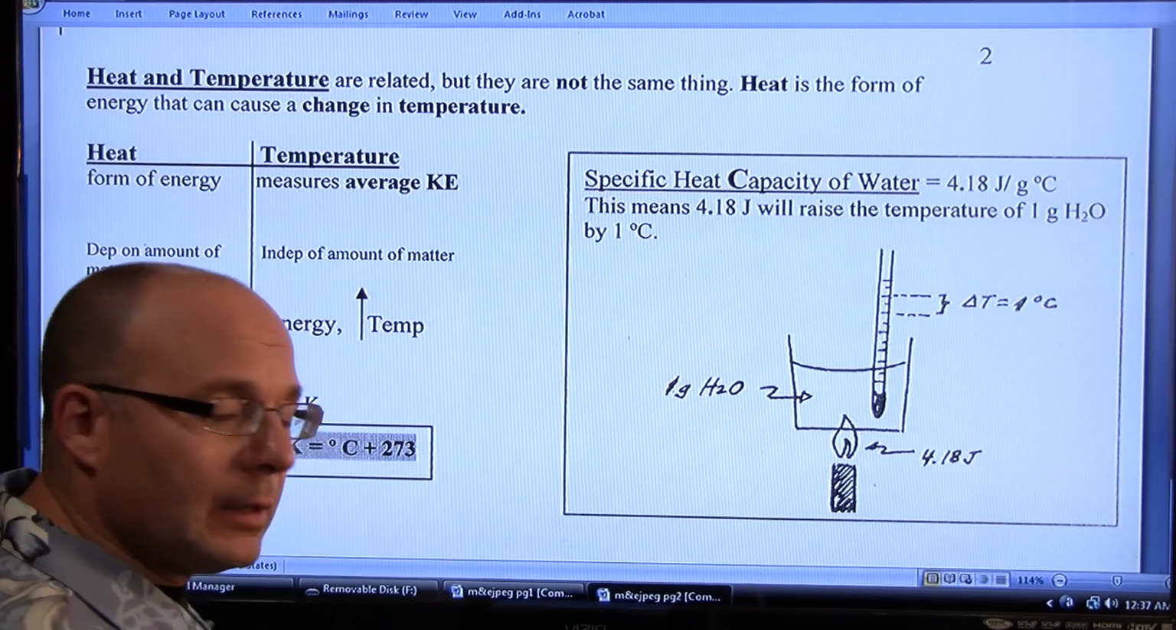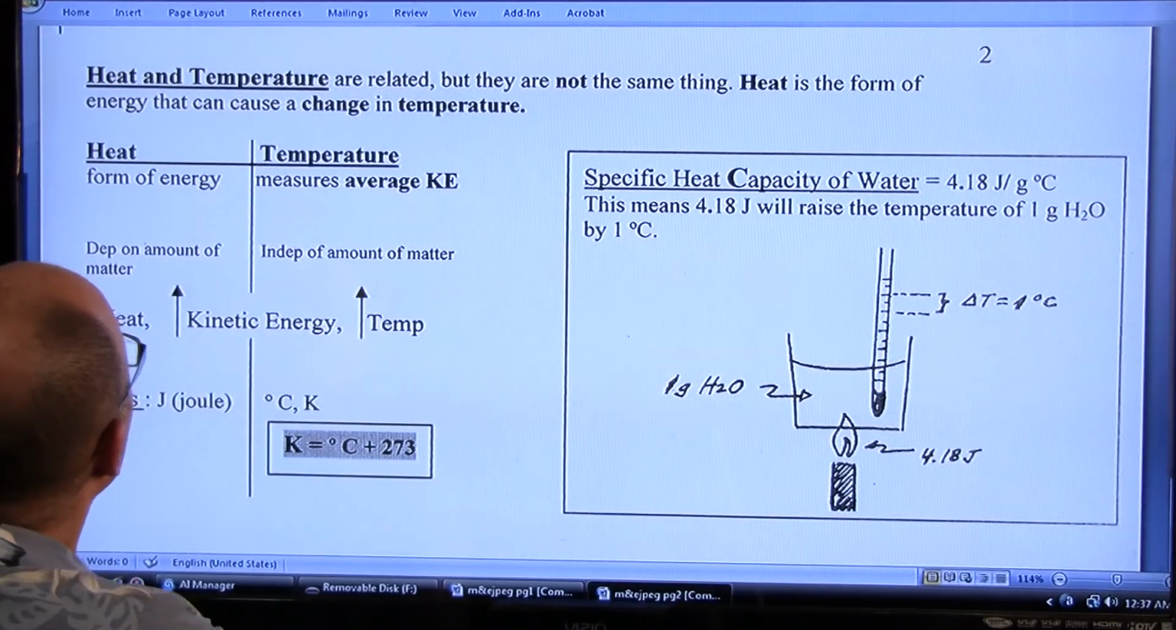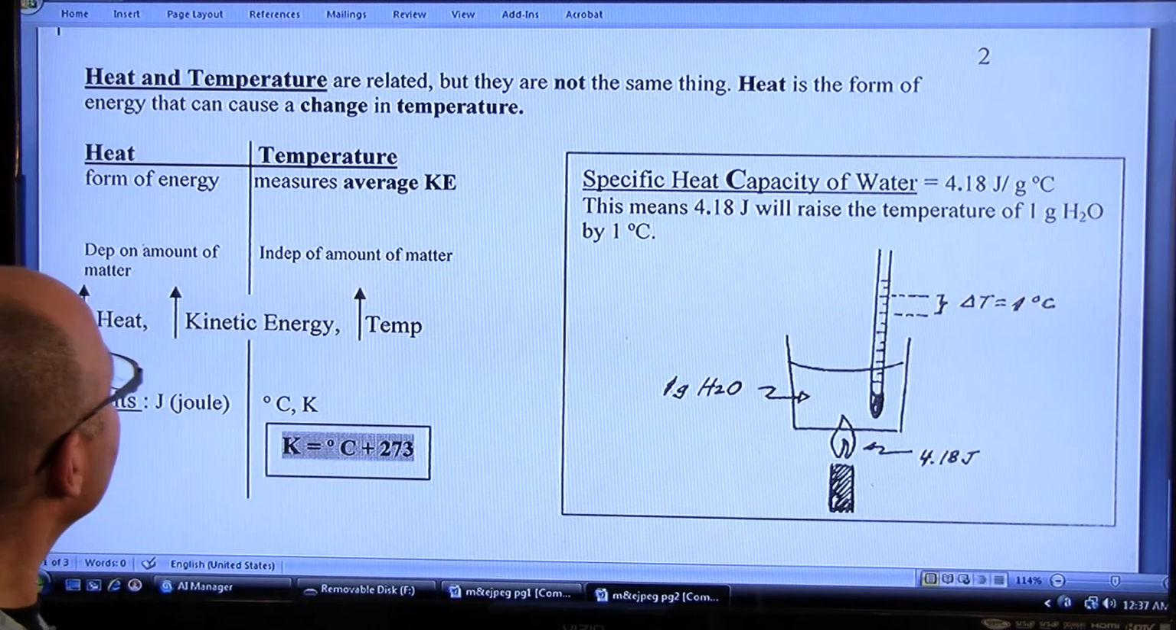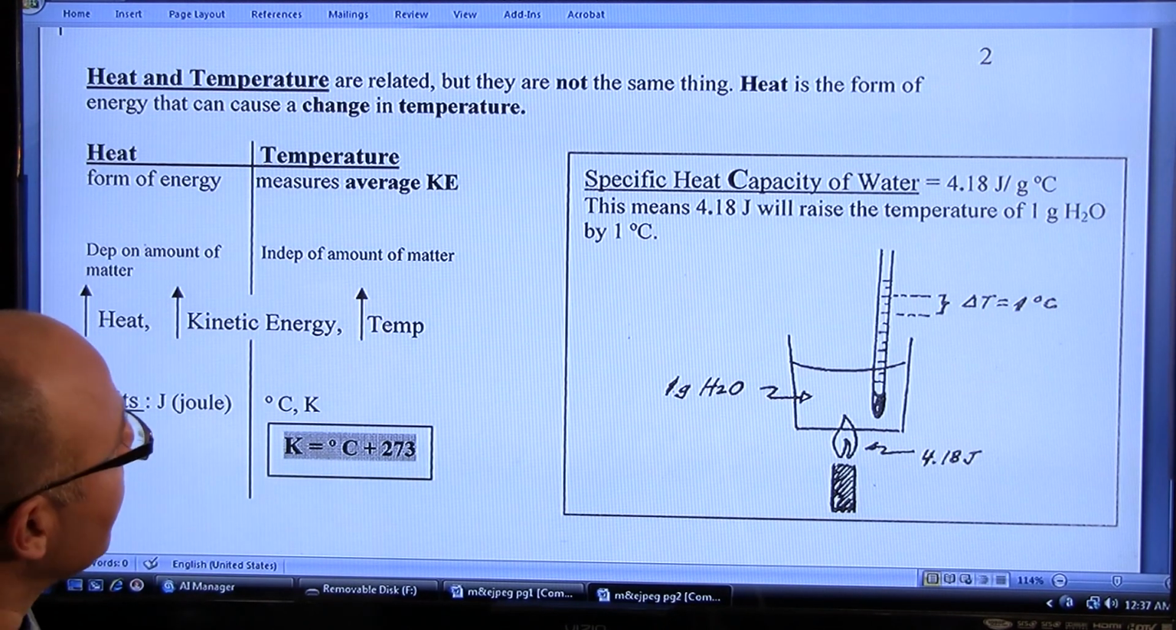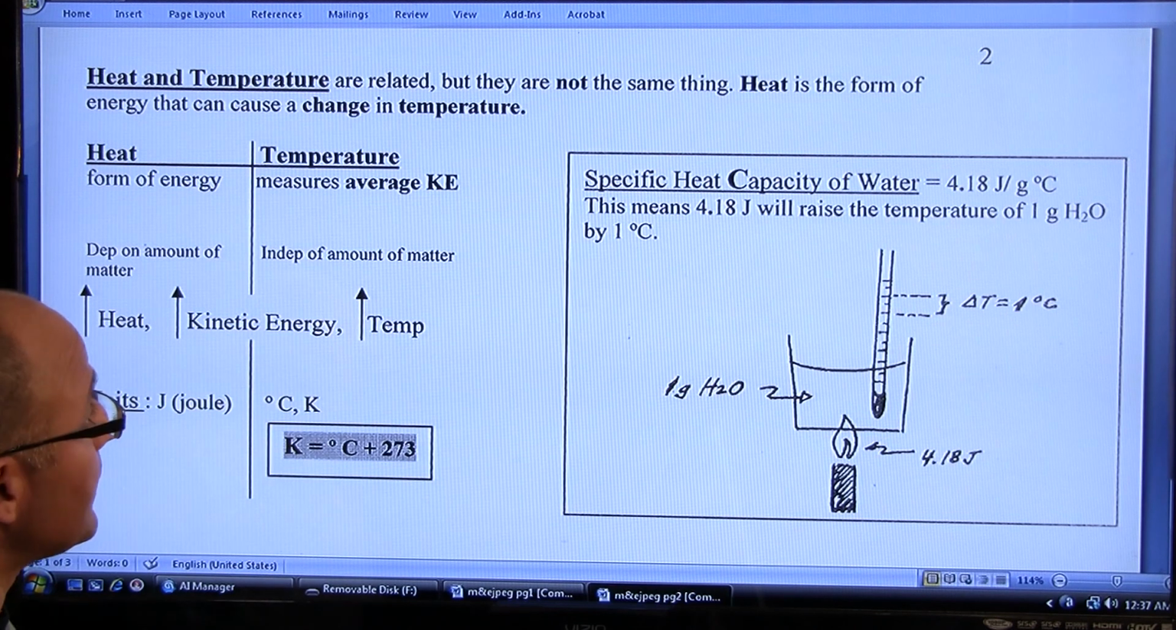Okay, let's continue with page 2. At the top of page 2 we have a statement which is heat and temperature are not the same thing. They're related, but they're not the same thing.